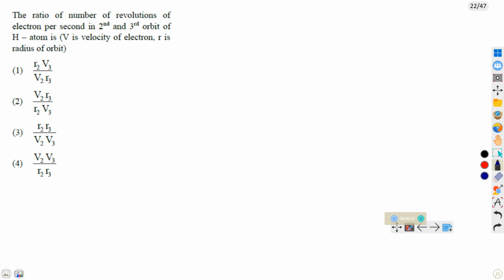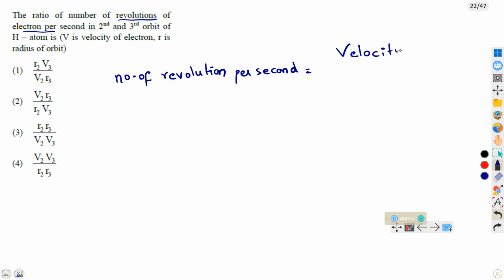The ratio of number of revolutions of electron per second in second and third orbit of hydrogen atom is, first of all, formula for number of revolutions per second. Formula is velocity by circumference.